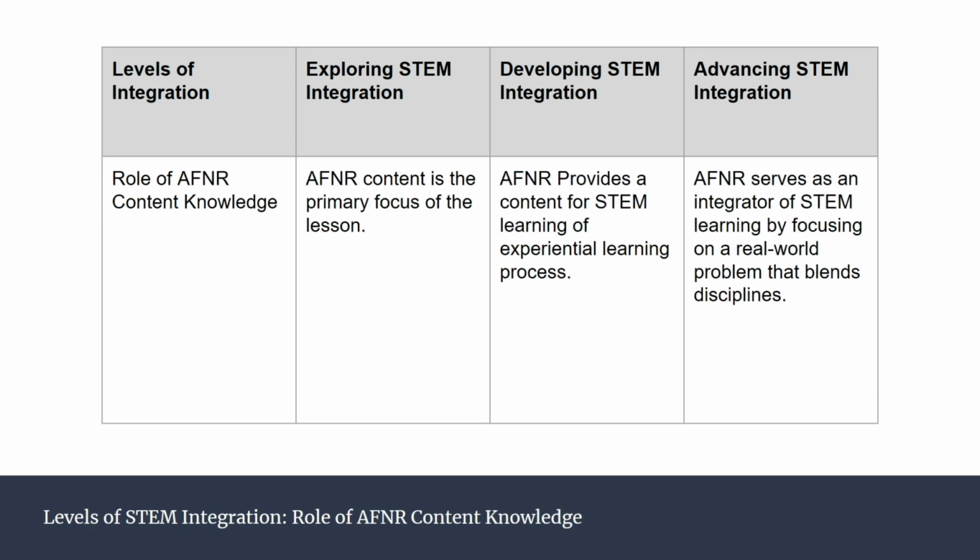The sixth category is the role of AFNR content knowledge. This category is particularly useful if you want to integrate agriculture, food, and natural resources into your lesson. At the advancing level, AFNR should be intentionally and purposefully blended into the lessons with other disciplines.